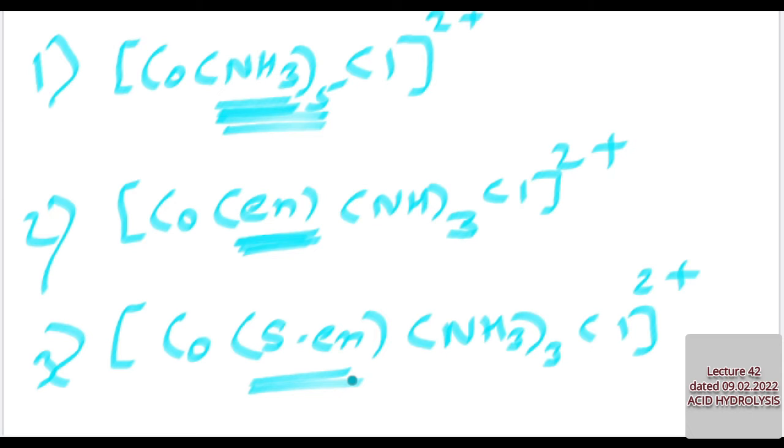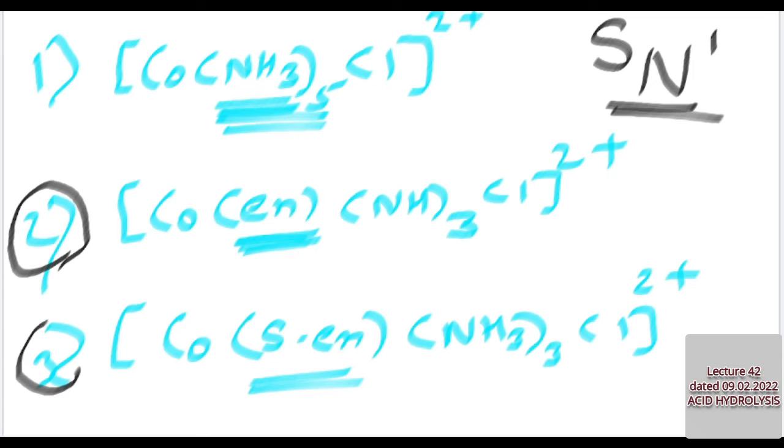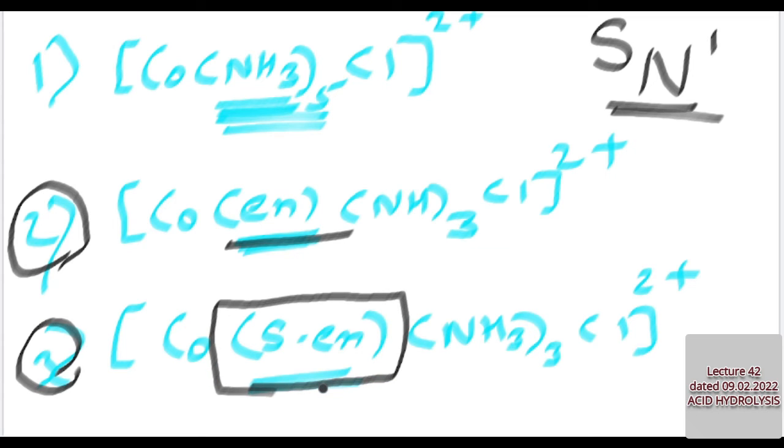Suppose the reaction would have been SN1. Then who will undergo five-coordinate intermediate formation, the dissociative mechanism, fast? I am talking here about complex number 2 and complex number 3. What is the difference between complex 2 and 3? Complex 2 has ethylene diamine, complex 3 has substituted ethylene diamine. What do you think? Who will undergo the SN1 mechanism fast? Third. Why? It is more crowded, hence it can easily undergo it.